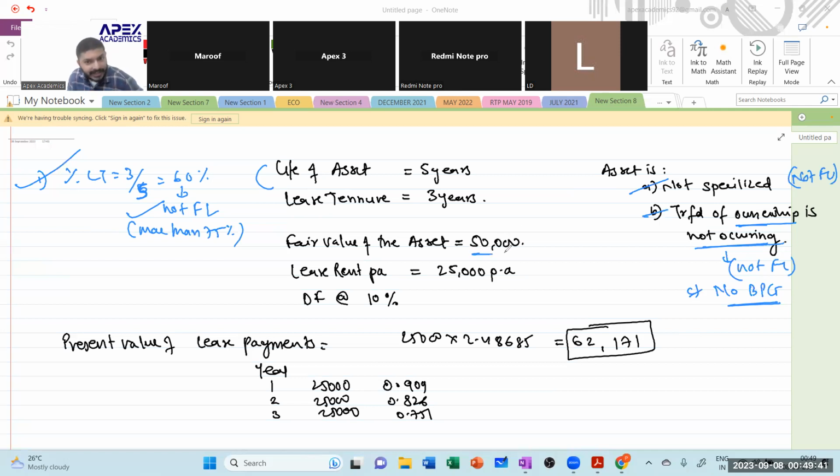What is the fair value of the asset? 50,000. What is the lease rental per annum? 25,000. What is the discount rate? 10%. I straight away took the annuity factor. Otherwise, you can calculate it like this also. You will get the answer 62,171.